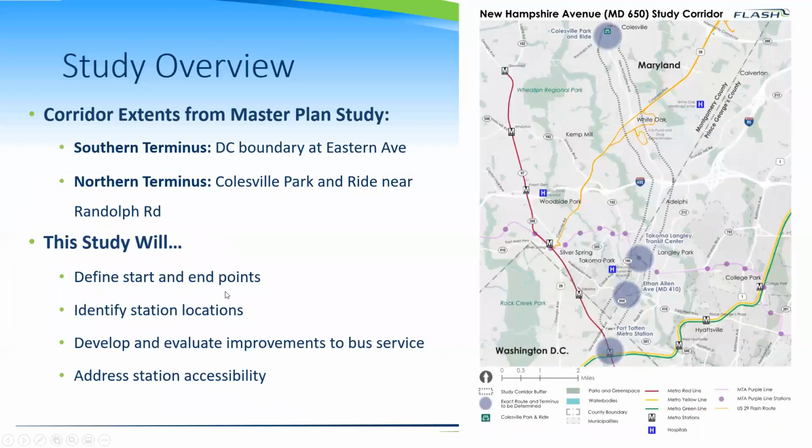Now moving into an overview of the New Hampshire Avenue study specifically. Our corridor is about 8.5 miles long. It extends from the District of Columbia boundary at Eastern Avenue to the Colesville Park and Ride lot near Randolph Road. It runs through portions of Prince George's County, City of Takoma Park, White Oak, Colesville. This also crosses the new Purple Line and the US 29 Flash service.